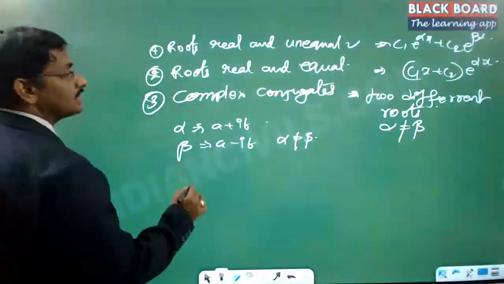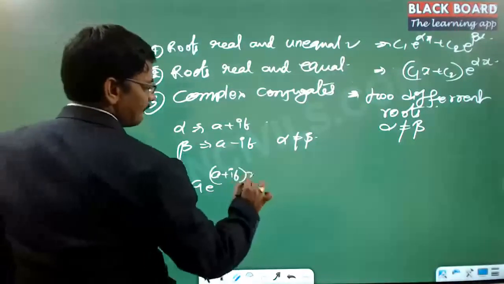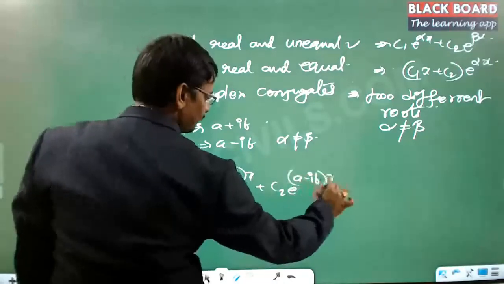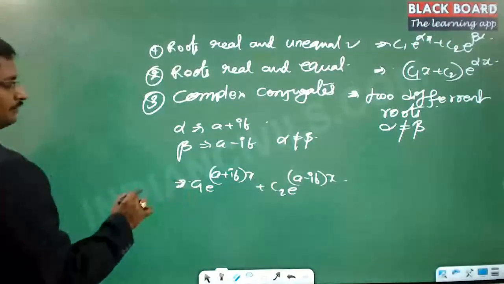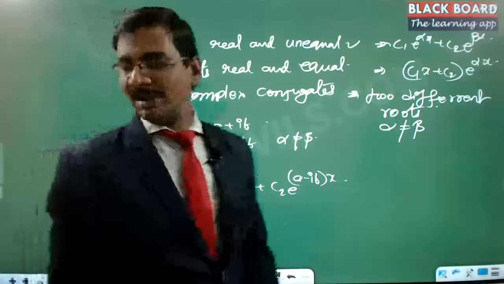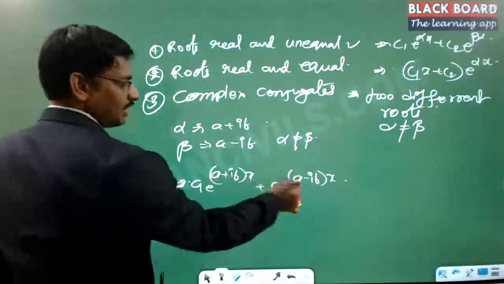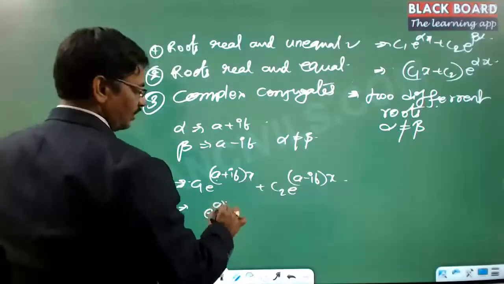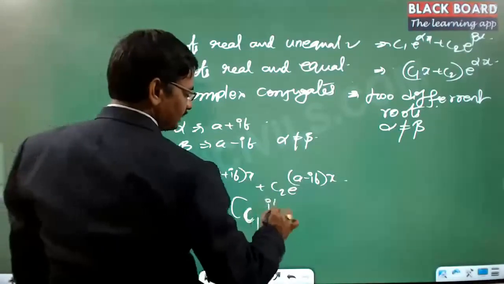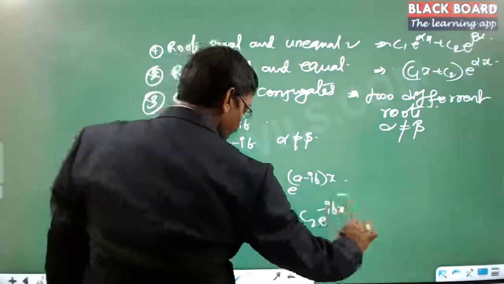That is c1 e power (a plus ib) x plus c2 e power (a minus ib) x, and this is the value of y. Right? Now this we can expand further. What can we do? e power ax is common, so e power ax we can take out common: c1 e power ibx plus c2 e power minus ibx.